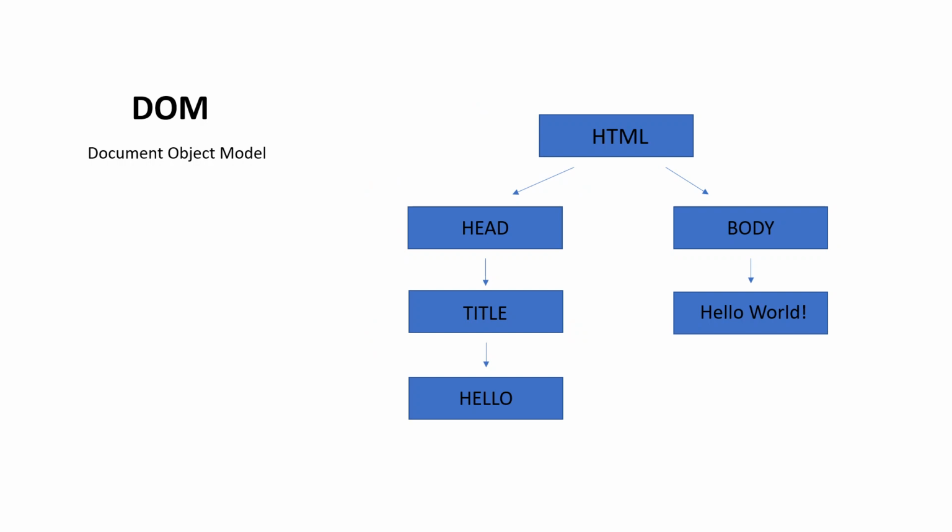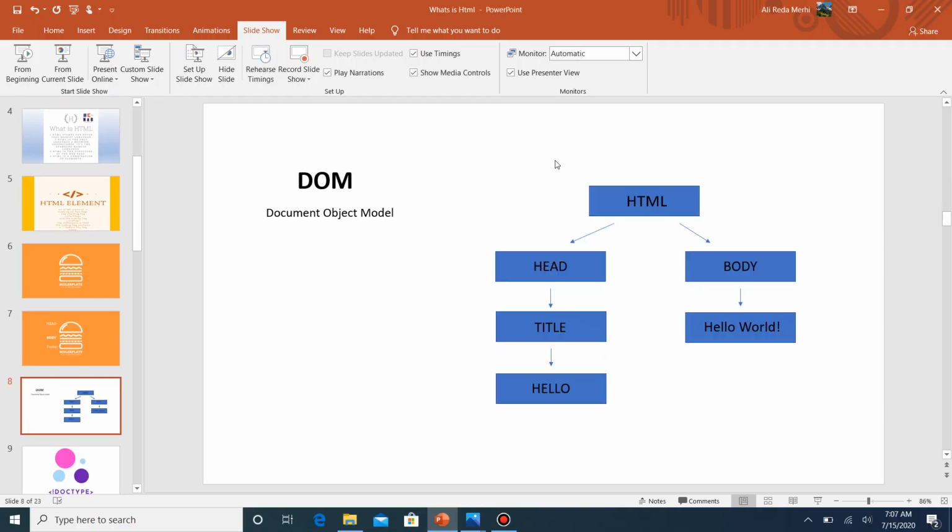So DOM stands for Document Object Model. As you can see, we start with the HTML. Let's first write our first code and then come and check everything. We're going to write our first code right now, a very simple HTML code that does nothing. Well, technically it does something: it just displays hello world.